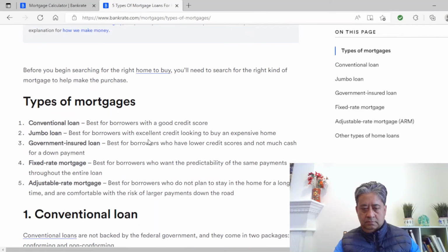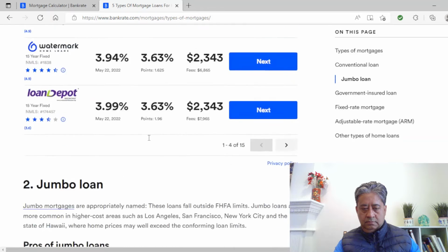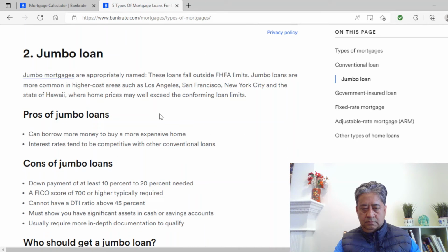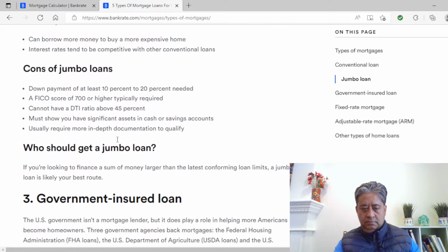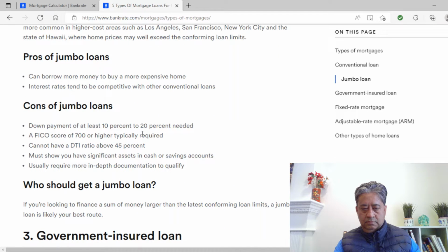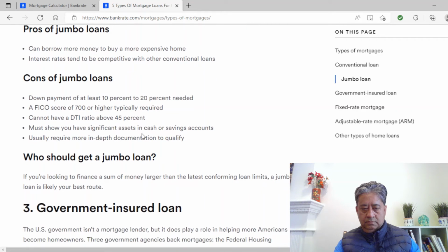Another kind of mortgage is the jumbo loan. Jumbo loans are the ones you want if you want to buy a bigger, more expensive home, something more than $1 million or so, and your credit rating has to be really high. This is especially so in more expensive cities like LA, San Francisco, New York City, or certain places in Hawaii. To get a jumbo loan, you have to put down about 10 to 20%. You have to have a FICO score of 700, which is typically required. And you can get a loan for the amount above what is not covered by the typical conventional loans. Then you can apply for a jumbo loan.